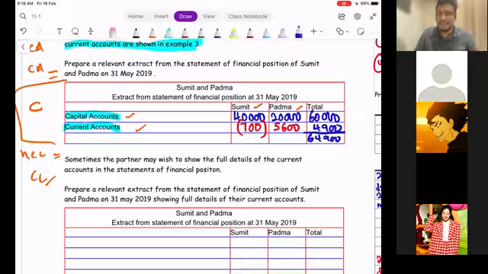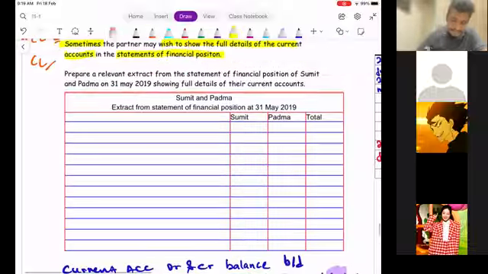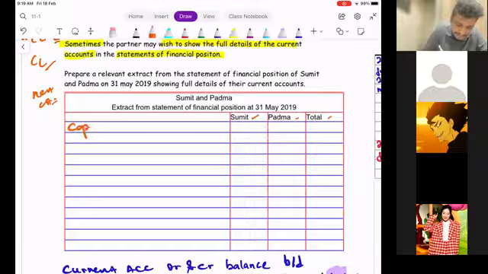It's easy. But sometimes the partner may wish to show the full detail of the current account inside the statement of financial position. So how will it look? It looks like this. The normal non-current assets and current assets are there, totalled up. After the current assets, we write Sumit and Padma, and then write capital here.